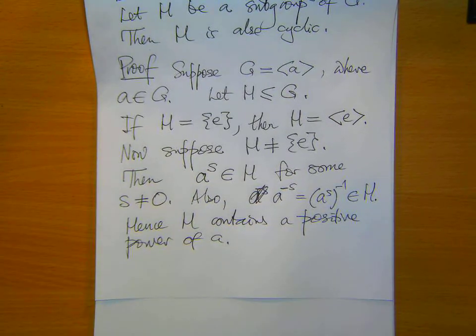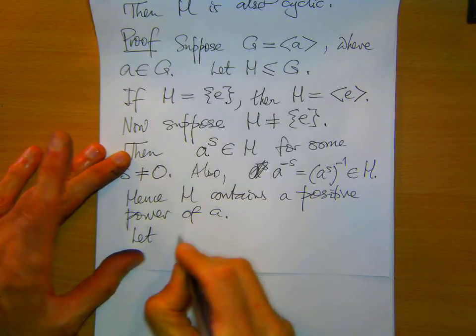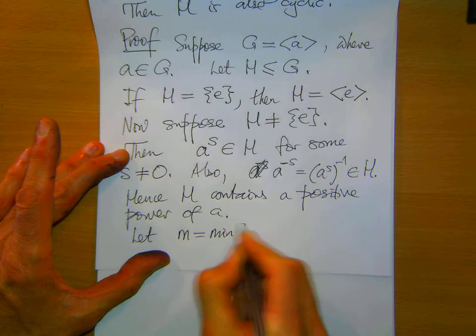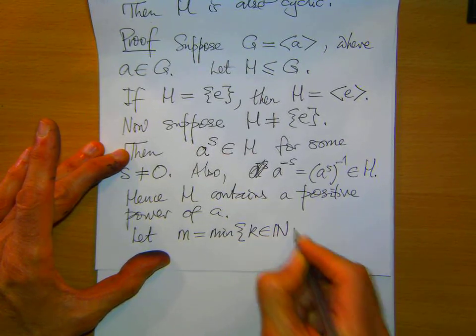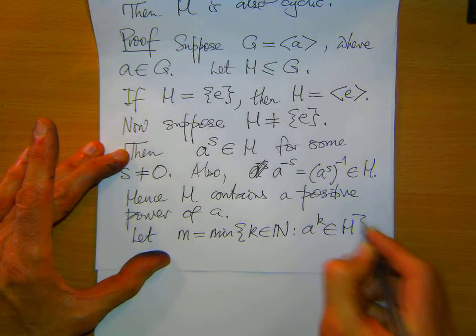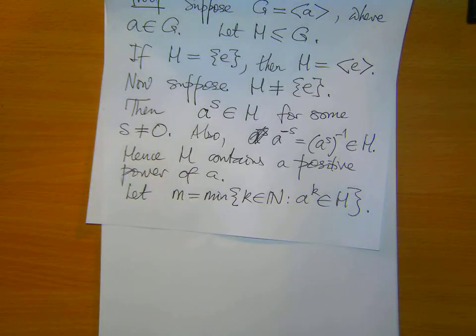And now I'm going to take the smallest positive power of A that lives in H. It contains a positive power. So it might contain A to the 7th and other things. I'm going to take the smallest one. So let, say, M be the smallest positive power that lives in H. Okay? So I'm going to take the smallest K such that A to the K is in H, and I'm going to call that smallest one M. M for min, if you want.